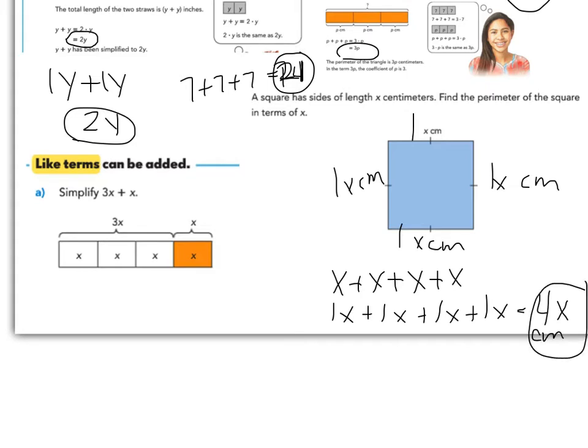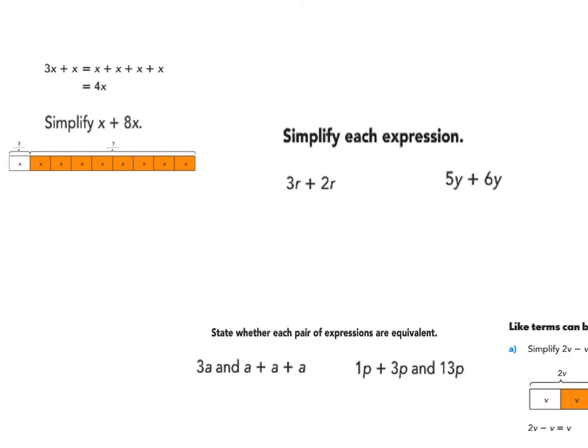Now, simplify. We have 3x plus x. Remember, like I just said, if there is no number in front of the variable, you can put a 1 there. So if you count them down here, 1, 2, 3, we have four groups of x. You add the whole numbers and you keep the variable. All right, I'm going to go on to page 2. We just did this one on the last page, 4x.